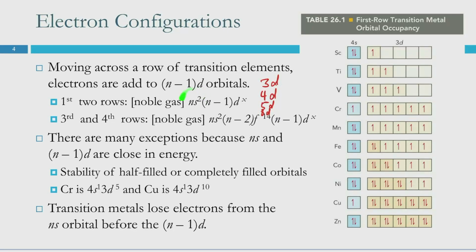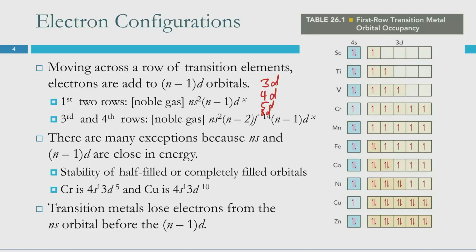And typically we're going to have whatever the row number is, s2. So for chromium it would be 4s2, is what we would expect. And then 3d, however many spots we are into that row. There are some exceptions, and these exceptions tend to repeat. There are exceptions because the ns and the n-1 d orbitals are close in energy.